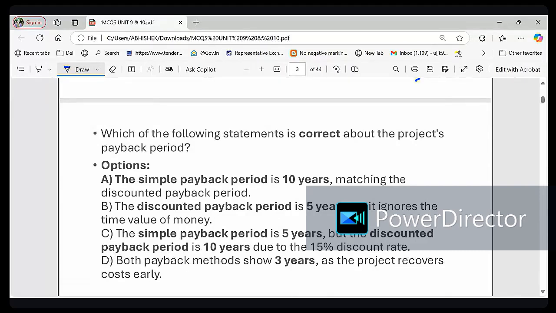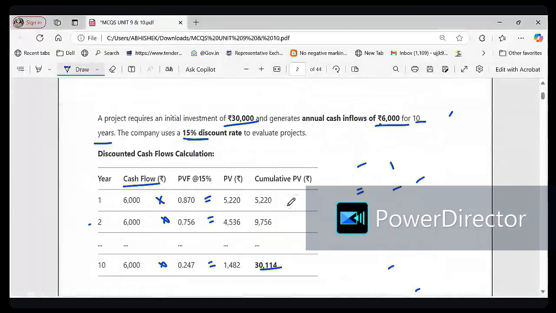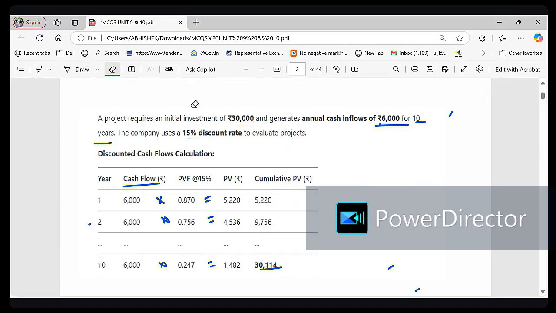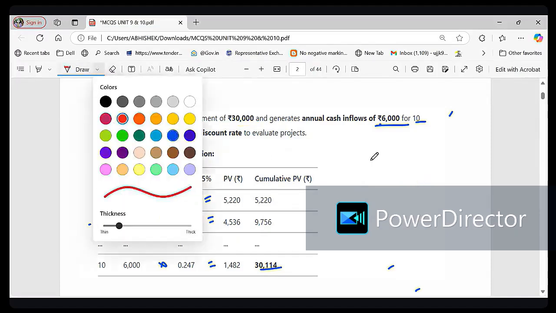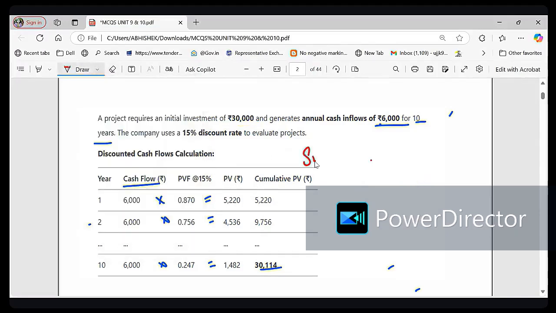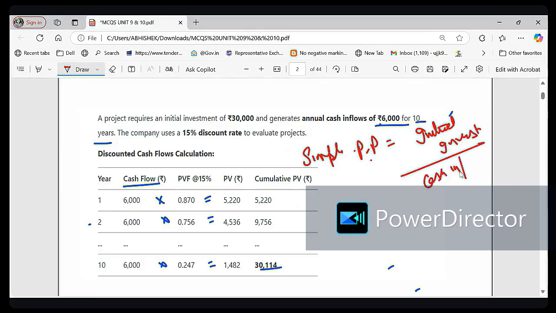So in the last lecture, I told you how to find the simple payback period. If you remember, it is very simple because the simple payback period does not take time value of money into consideration, right? It does not take time value of money. So if you want to find the simple payback period, just write the initial investment in the numerator, and just write the cash inflow in the denominator. Right, you did not take time value of money into consideration.